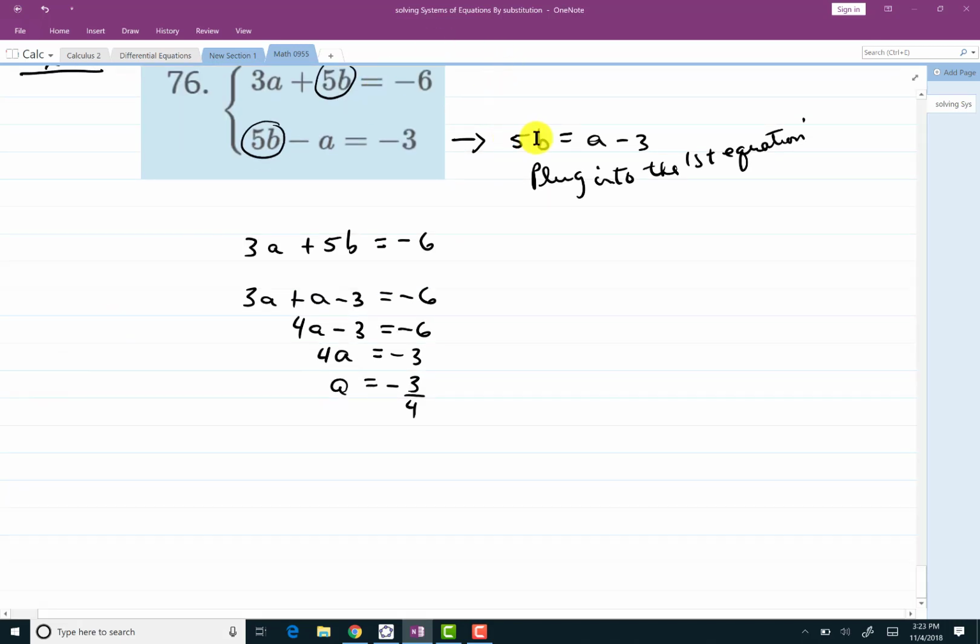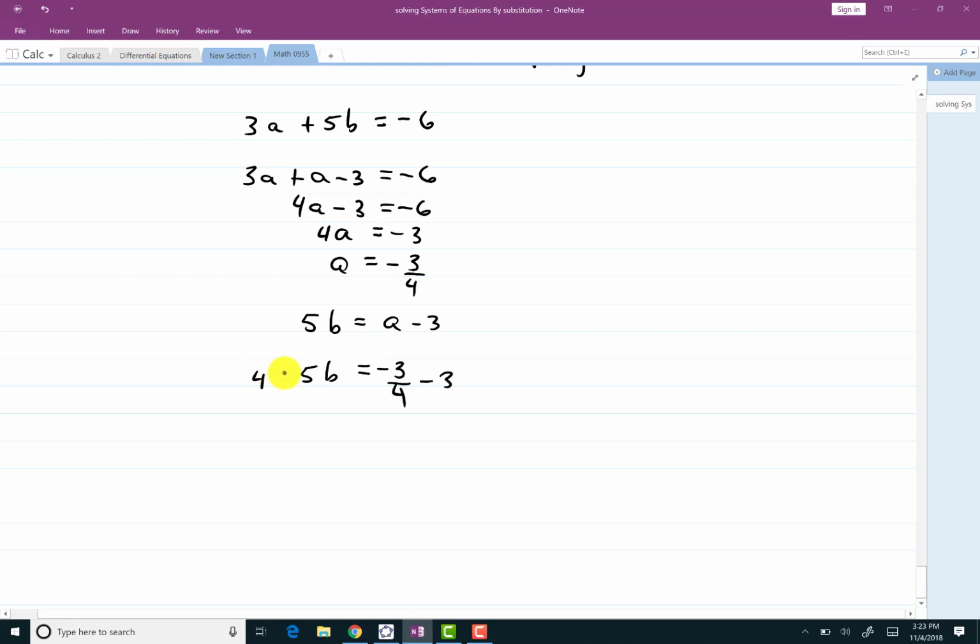And now I can go back to this equation in order to get my B. So 5B equals A minus 3. I'll go ahead and replace the A with negative 3/4. At this point, I think I would multiply everything by 4. And don't forget that you have to multiply each and every component by 4. And I'll get 20B equals negative 3, because the 4's will cancel when I do that multiplication. And then 4 times negative 3 again, that one will give me a negative 12.